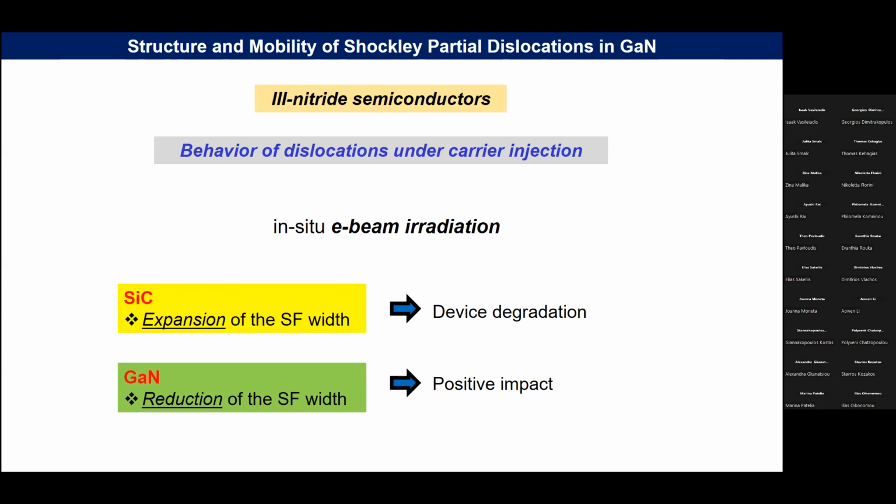this phenomenon. In silicon carbide, for example, we can see that we have an expansion of the stacking fault width, something which leads to device degradation, while in gallium nitride we observe that we have a reduction of the stacking fault width, which is a possible positive impact for the devices.